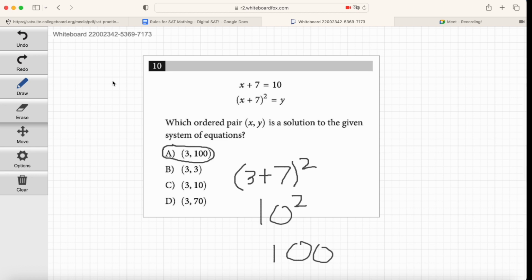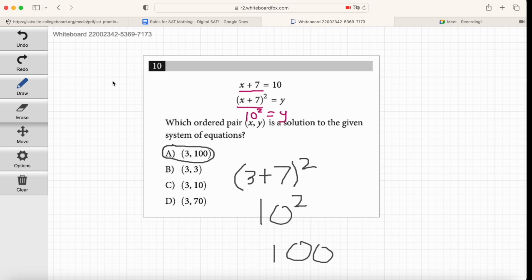So that's not bad, is it? No, that's just arithmetic. There's an algebraic way to do this too. It's really not bad because we know what x plus 7 is. X plus 7 is 10. They tell us that, so we can literally just replace x plus 7 in this equation with 10. We get 10 squared equals y. What's 10 squared? 10 squared is 100, so the y value has to be 100, so it's got to be A. The algebra is not bad either.